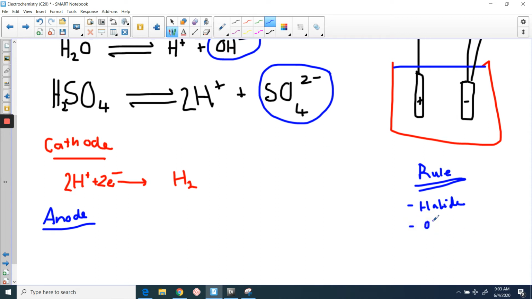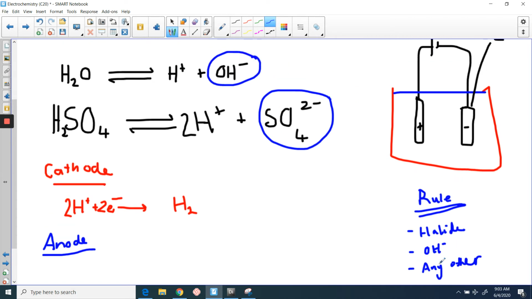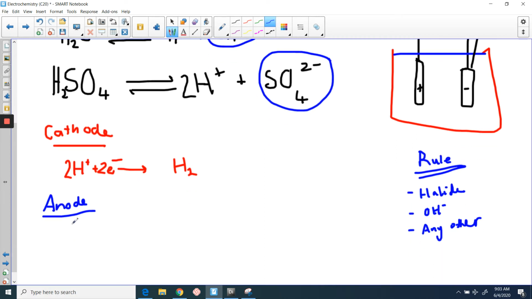Then the next would be a hydroxide before any other negative ion. Hydroxide before any other negative ion. So we don't really need to go past those 3 points, because we've got hydroxide and then we've got another negative ion here in the sulfate. So according to this rule, the hydroxide will be the one that is being discharged. So we're going to deal with the hydroxide now. What's going to happen here is we've got the hydroxide ions. We've said that they're going to be the ones that take preference.